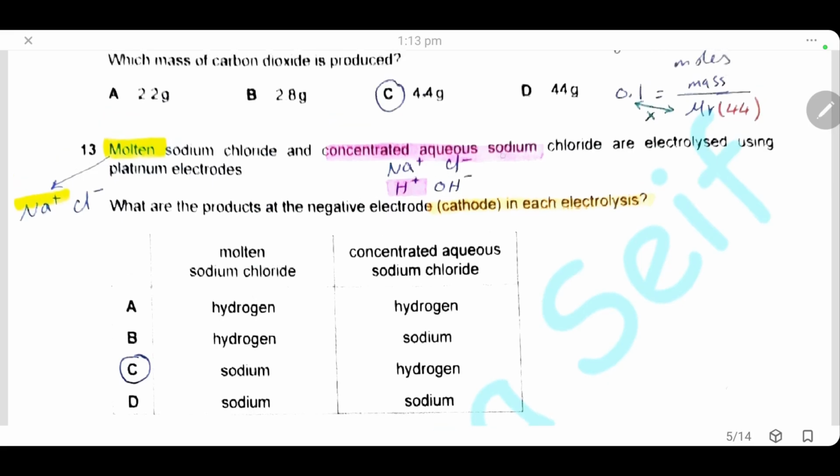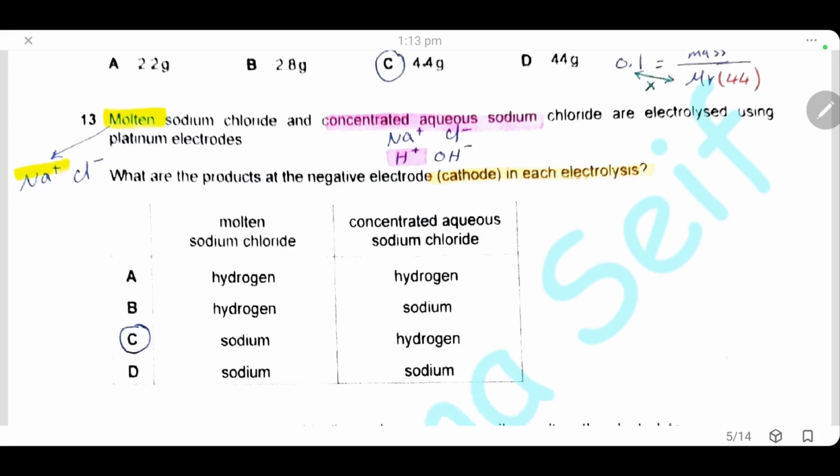And in the case of concentrated aqueous sodium chloride, we have hydrogen ions, so they will be attracted to the cathode rather than sodium ions, because sodium is a highly reactive metal that tends to stay as ions in solution, and it will not discharge in the presence of hydrogen. So the answer here will be hydrogen. For concentrated aqueous sodium chloride, hydrogen gas will be discharged at the cathode, and the answer is C.